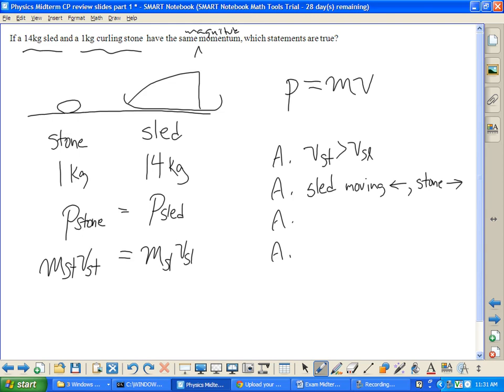The stone could have a larger external force applied to it. I think bringing forces into it might be making it more complicated.